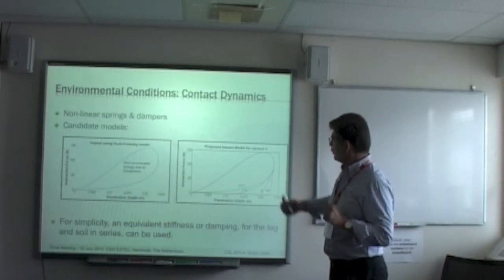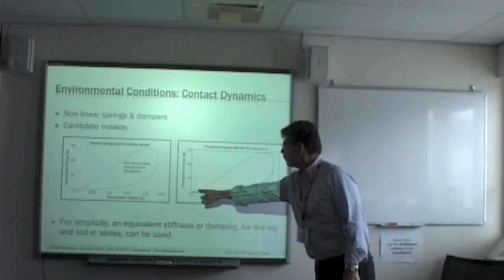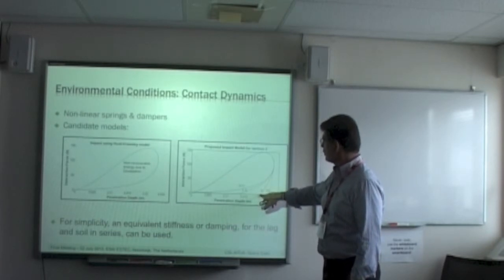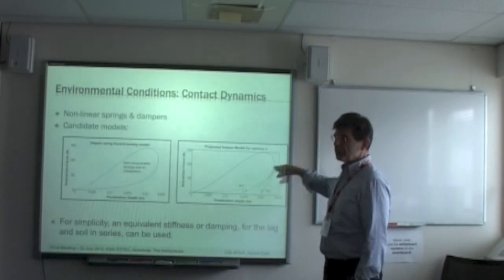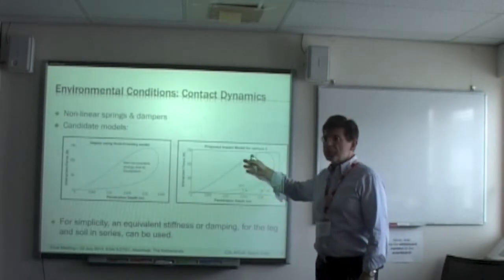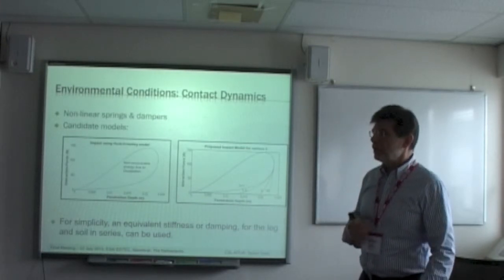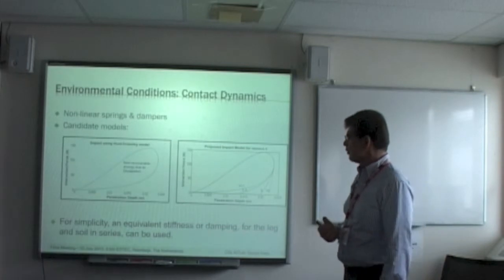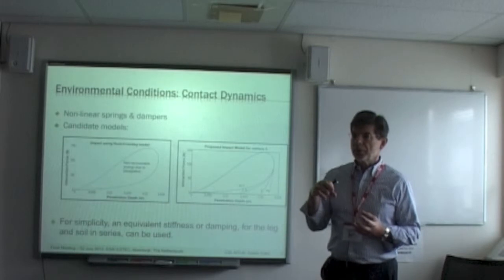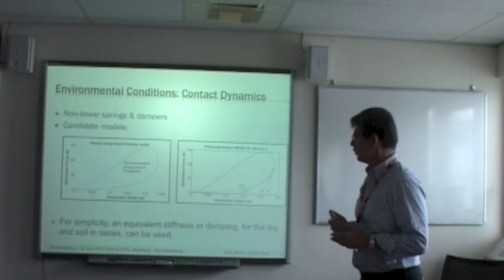So we devised a new model, with a parameter which is lambda. Based on lambda, you can start compressing the ground, but then you come to this point, and the next compression cycle will start from this point, and so on. Even this, though, takes a lot of time when you have to do a lot of simulations. So in some cases, it's better to use an equivalent stiffness or damping, assuming that you have a spring and damper for the leg and the same for the soil, and you get the equivalent spring and damper.